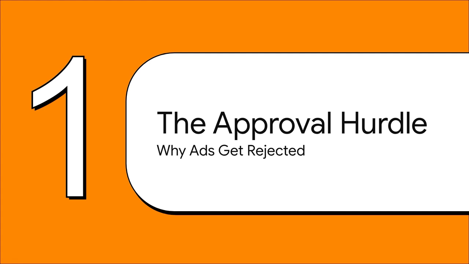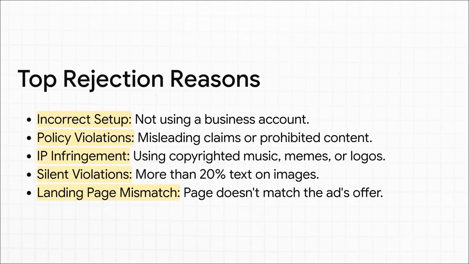I mean, if your ad gets rejected, it's a complete stop. So why does Meta's system say no? You know, what's really interesting here is just how many simple mistakes can get you flagged. It could be something as basic as not having your account set up as a business account. More often, though, it's a policy violation, like making some kind of misleading claim or using a popular meme you don't have the rights to.